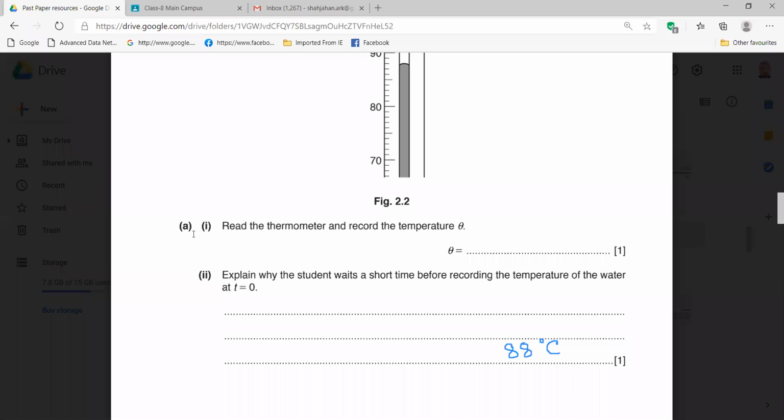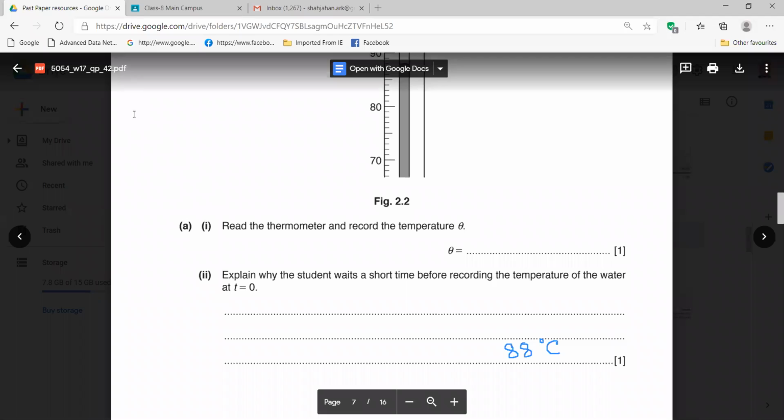The temperature will be lost in the surrounding area, right? The heat will be lost in the surrounding area. Then you will not get an accurate reading, isn't it? Yes, sir. Do you understand why? Sir, can you repeat it? I didn't understand. Yeah, I am repeating.